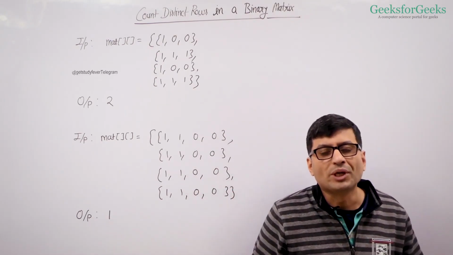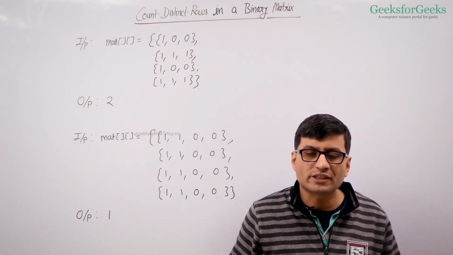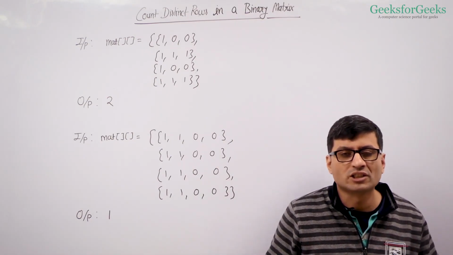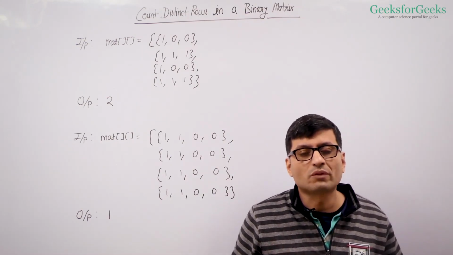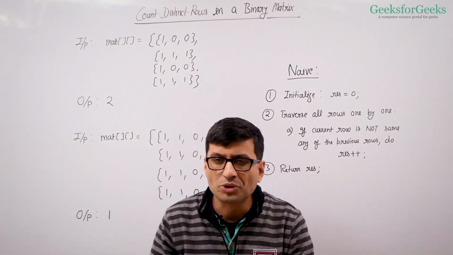Now please pause this video and try to think of an approach that takes a Boolean matrix as input and returns an integer value, which is count of distinct rows in the input matrix. Let us talk about the naive solution first.